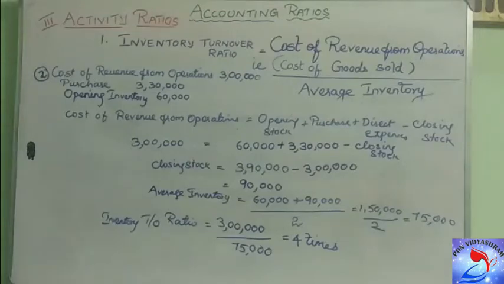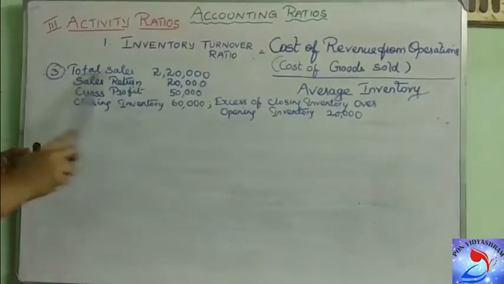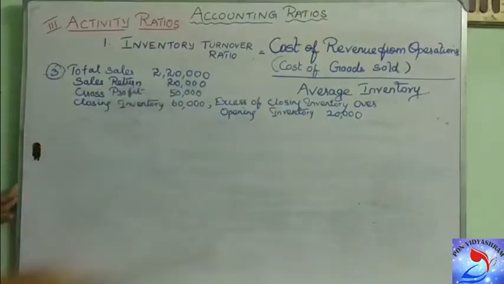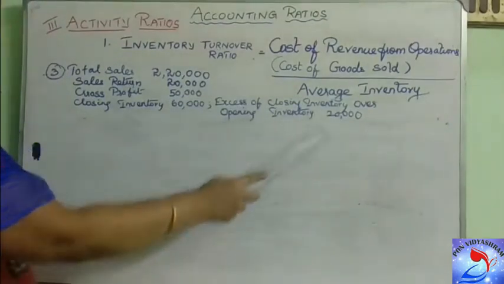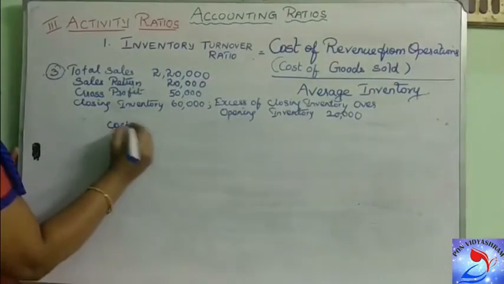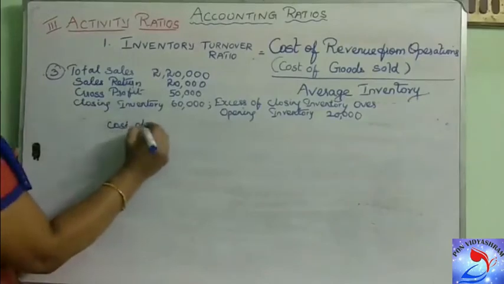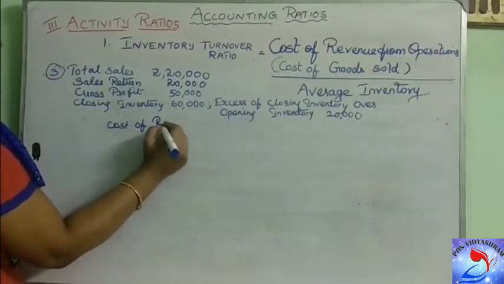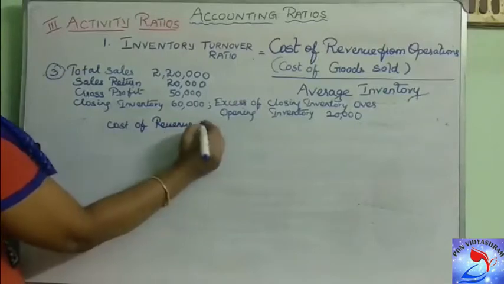Now look into the third sum. It is again a different sum. Total sale is 2,20,000. Sales return is 20,000. Gross profit is 50,000. Closing inventory is 60,000. Excess of closing inventory over opening inventory is 20,000. Now we have to find out the cost of revenue from operation. Another method I told you: since they have given you gross profit, how can you calculate the cost of revenue from operation?